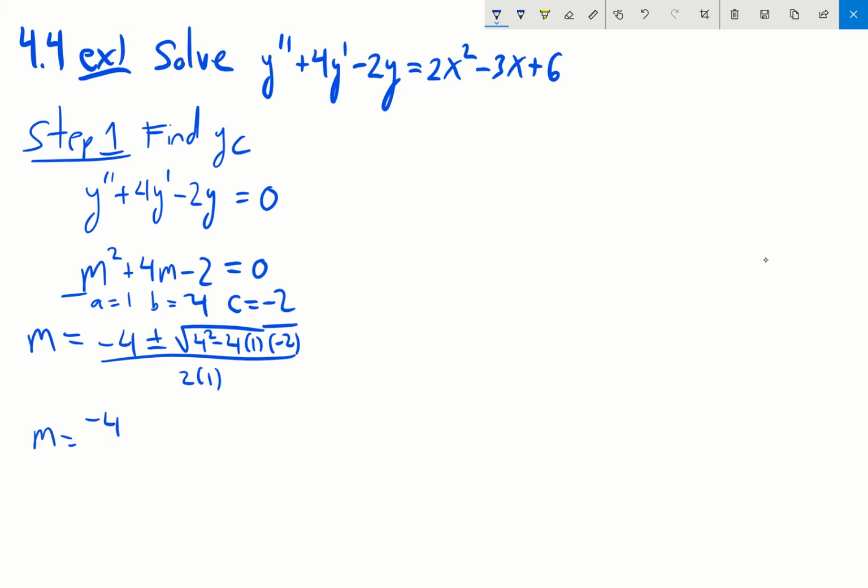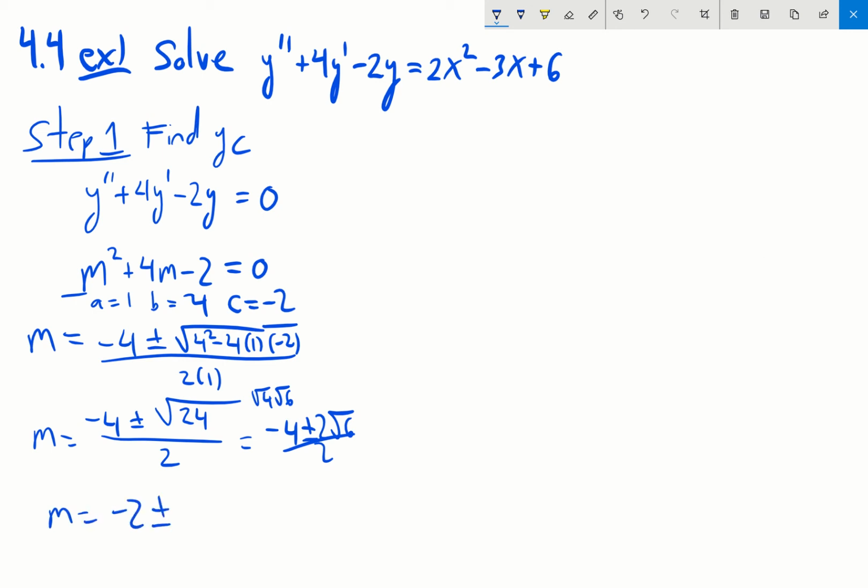That is m equals negative 4 plus or minus the square root of 16 minus a minus 8, which will be 16 plus 8, which is 24, over 2. This is negative 4 plus or minus the square root of 24, which is the square root of 4 times the square root of 6. So that's going to be 2 radical 6 over 2. Dividing out the common factor of 2, we get that m is equal to negative 2 plus or minus the square root of 6. So we get two distinct real values for m.